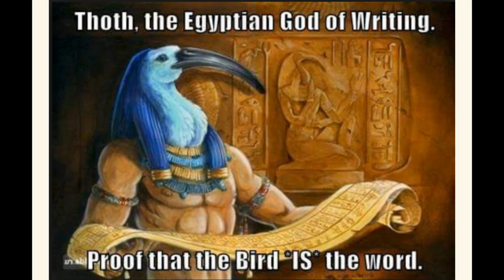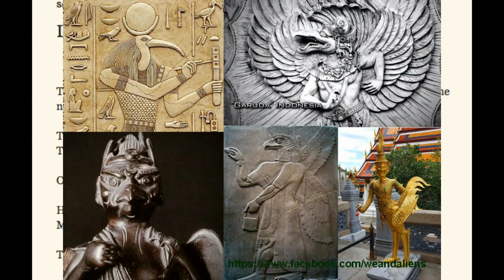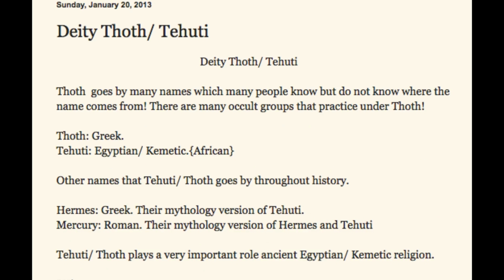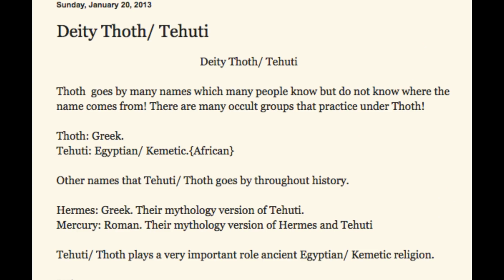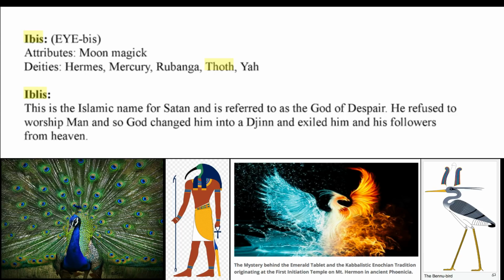So again, the many forms or epithets or personalities of Thoth or this deity. Thoth goes by many names which many people know but do not know where the name comes from. It says here there are many occult groups that practice under Thoth. Thoth is Greek, Tehuti is Egyptian, Kemetic, African. Other names Tehuti, Thoth go by throughout history: Hermes in Greek, their mythology version of Tehuti. Mercury for the Romans, their mythology version of Hermes and Tehuti. Thoth plays a very important role in ancient Egyptian Kemetic religions. Now we're going to start getting into all this bird symbology and how it surrounds Thoth and the many epithets he has, and the peacock and all these different kinds of birds. But the first one we read about is the Ibis, as it says here.